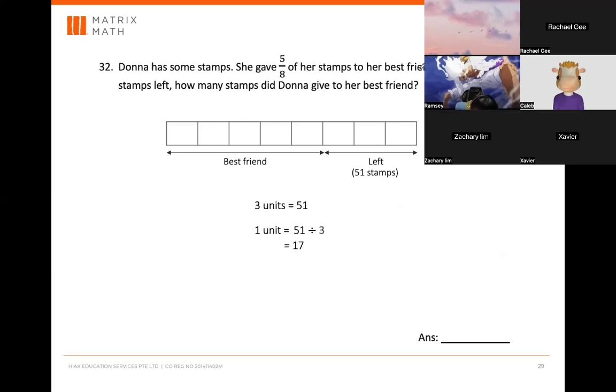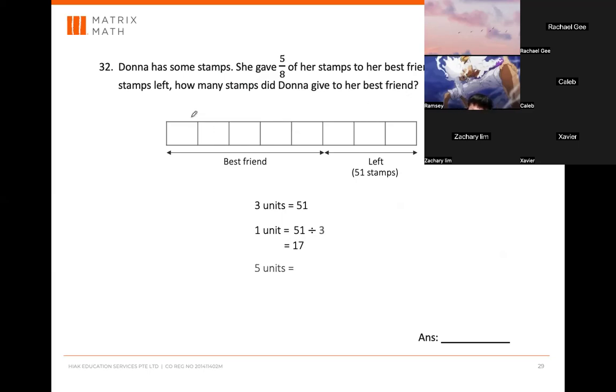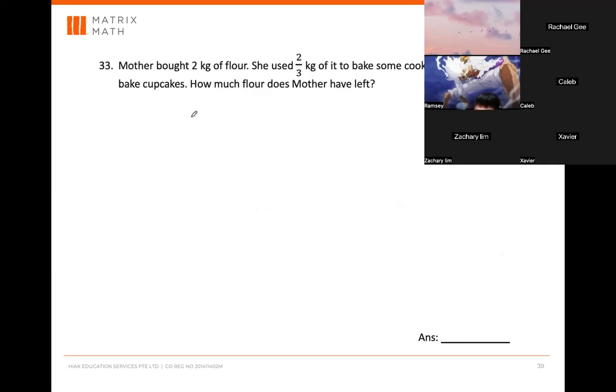Okay, so you read the question. The question wants to find out how much Donna gave to her best friend. So the best friend got 5 units. So 5 units will be 17 times 5, which is 85 stamps. Okay, so that will be the amount of stamps that Donna gave to her best friend. Okay, question 33, a lot of students got it wrong.